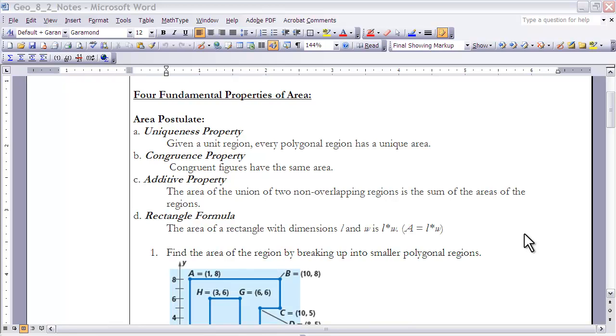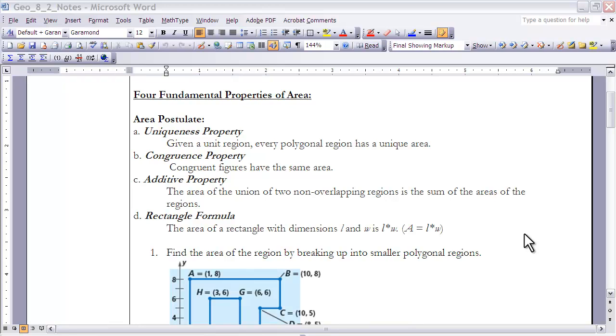What the uniqueness property tells us is that if you have a polygon and you have a region of that polygon, the area of that polygon is unique, meaning that there is only one area for any given polygon. The congruence property just says that if you have figures that are congruent to each other, then their areas must be the same as well.